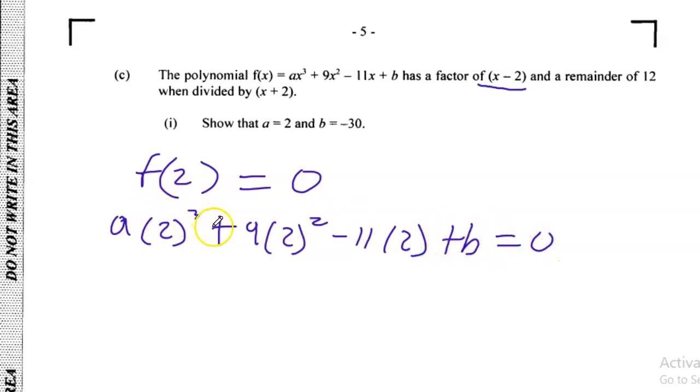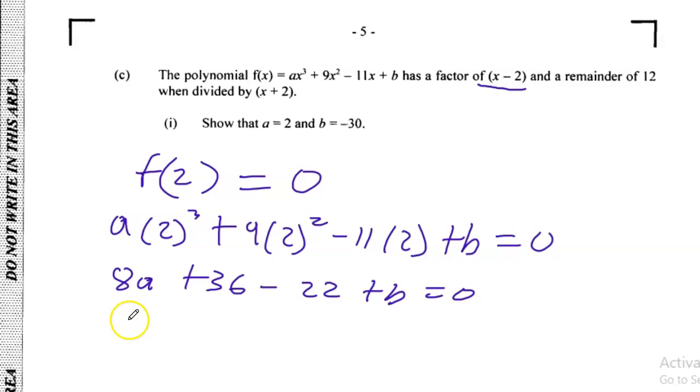Let's simplify. So 2 cubed, that's 8, so 8a. 2 squared, that's 4. 4 times 9, that's 36. 11 times 2, 22, plus b. We can group the constants, of course. So we have 8a plus b, and 36 minus 22, that's what? 14. So plus 14 is equal to 0. I'll just call this equation 1.